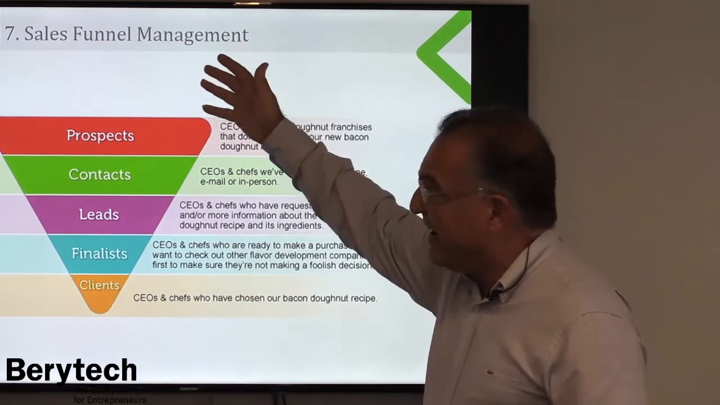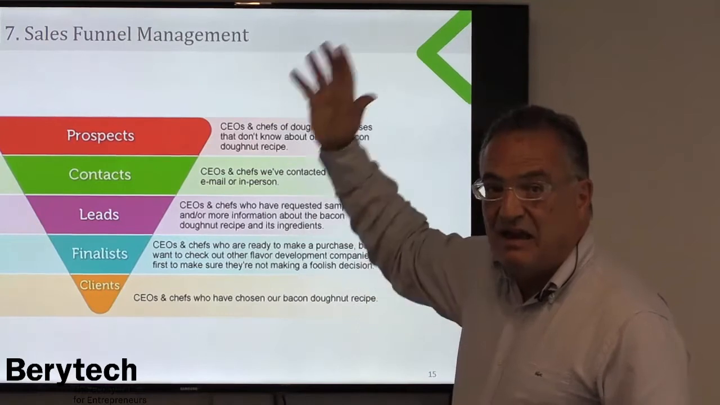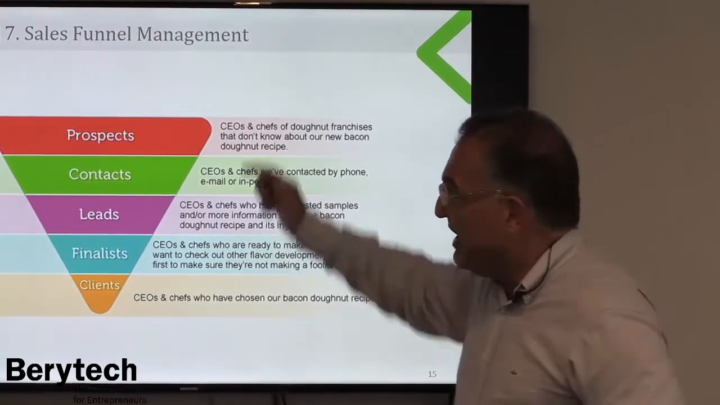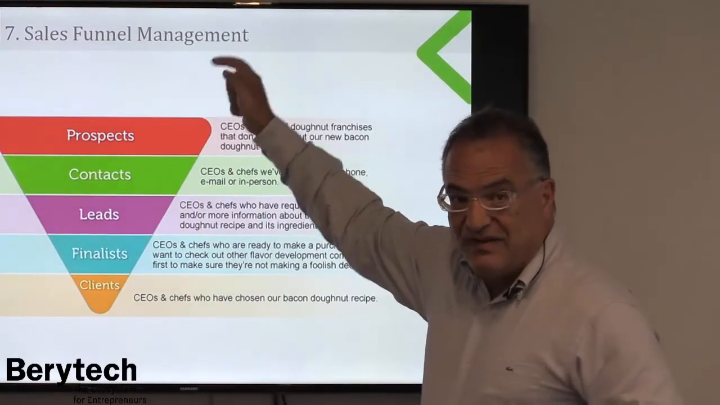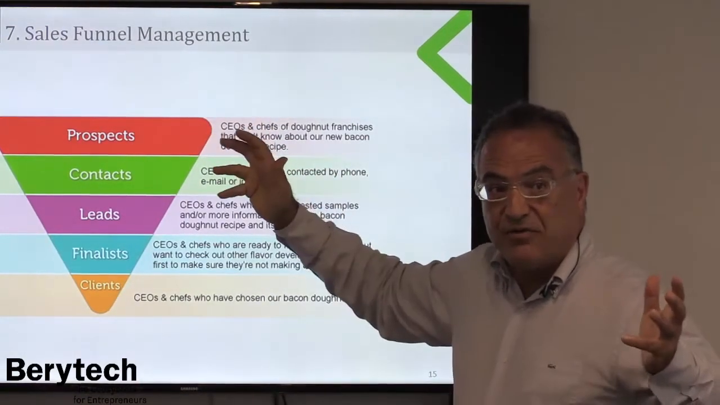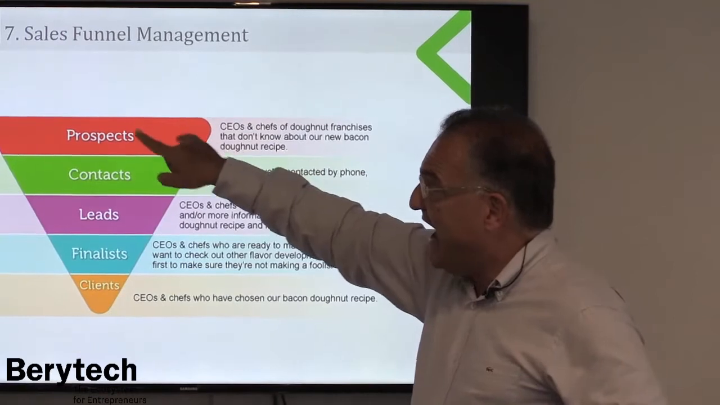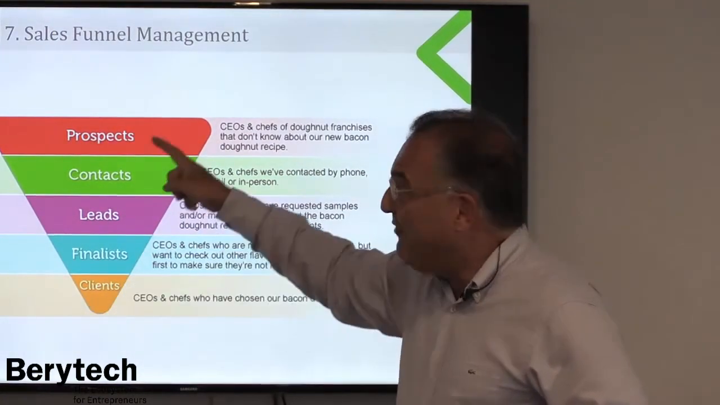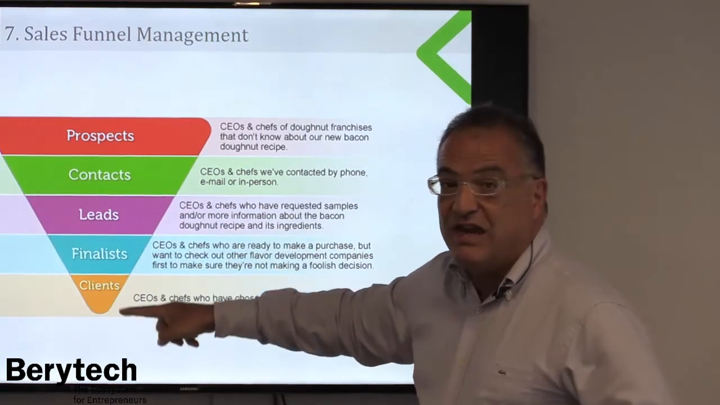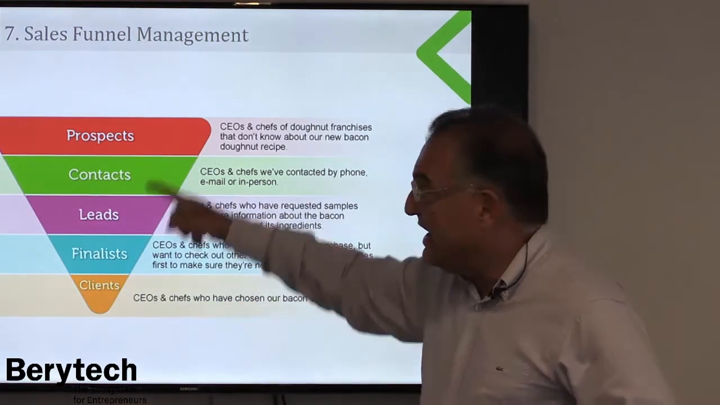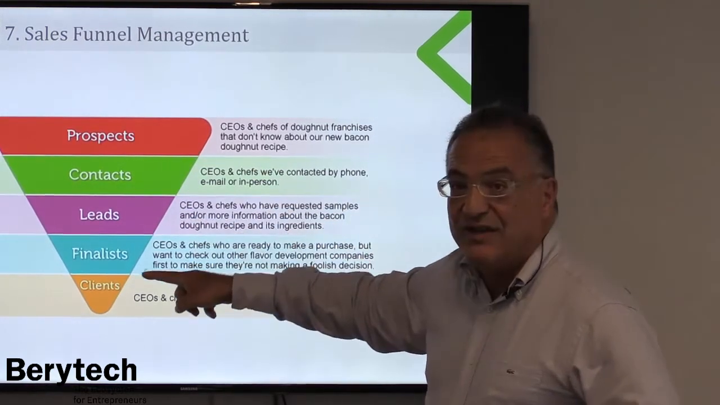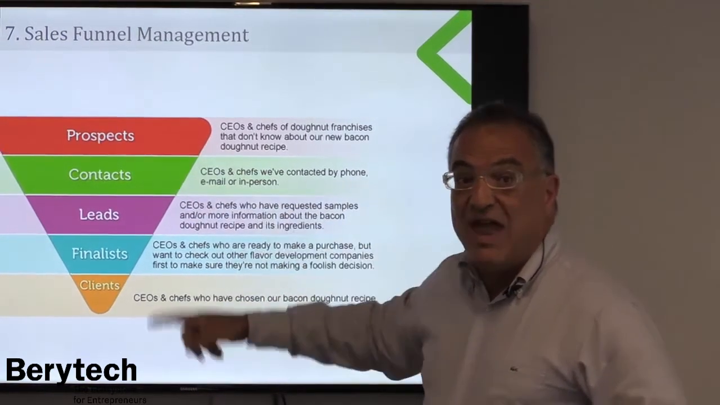Now, some of you might have 7 layers, some of you might have 8 layers, some of you have 4, it doesn't matter. At the end of the day, the logic is all the same: you need to get prospects. So this is the first thing: where and how are you getting your prospects? And then you need to start qualifying them. Every time you move down here, your probability of winning increases. Here it's 10%, and then all the way from 10 to 30 to 50 to 70 to 100. So this is how we have a funnel.